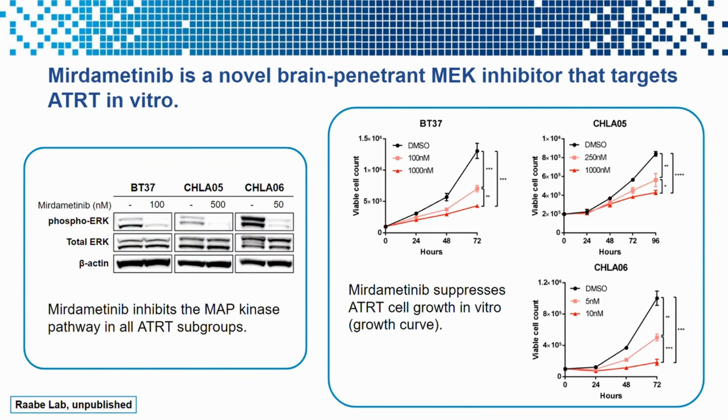Here we are using patient-derived cell lines of ATRT to test the efficacy of mirdametinib in vitro. On the left side are Western blots showing decreased phospho-ERK after drug treatment. ERK is the direct downstream effector of MEK, and the phosphorylated version of ERK is the active form. On the right side is a growth curve showing that after mirdametinib treatment at different doses, we can see growth suppression of these cell lines compared to the DMSO control.